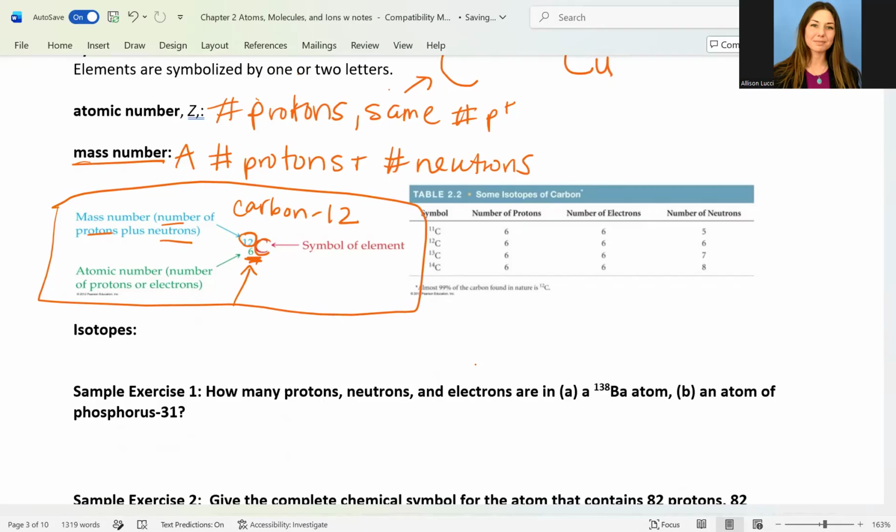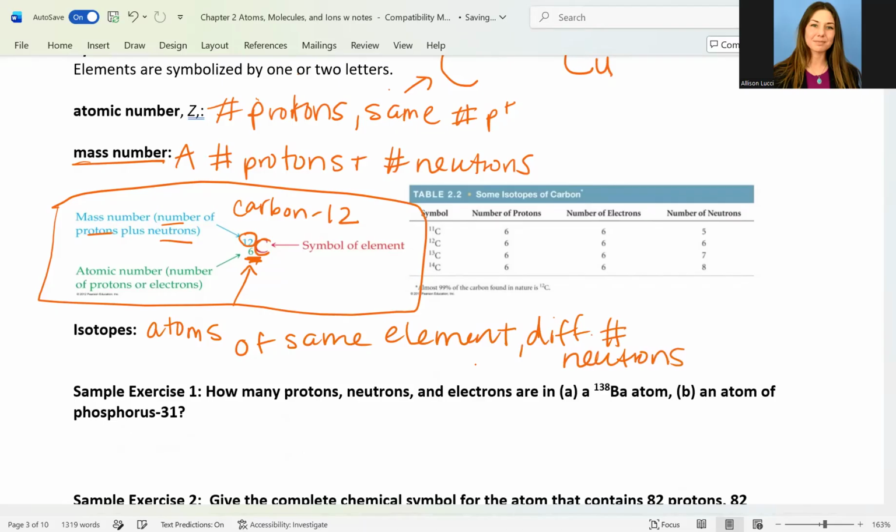and then just the protons down here is the atomic number, the Z number. So as noted, isotopes are atoms of the same element, but they have a differing number of neutrons. Remember, the number of protons will always be the same. They define the atom or the element type, and then the number of neutrons can vary. So we'll continue with sample exercise 1 and 2 in the next video.